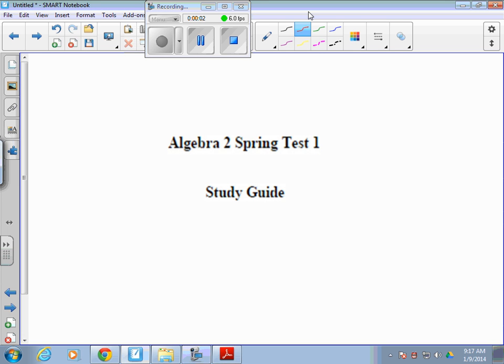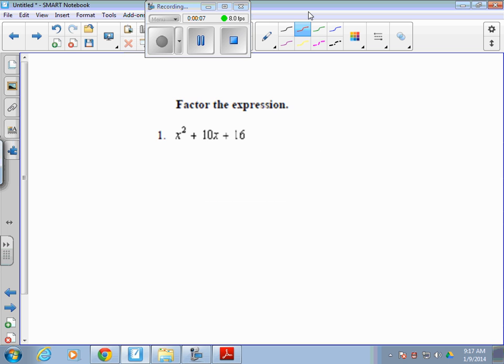All right, this is Algebra 2, spring test number 1, study guide for test number 1. We factor the expression x squared plus 10x plus 16. We have a trinomial, so we're making two binomials. You need to set up two sets of parentheses. X times x, when you FOIL, is the only way to get x squared.